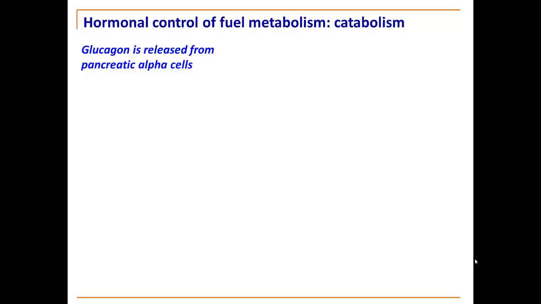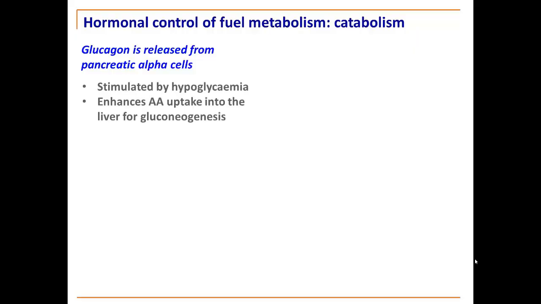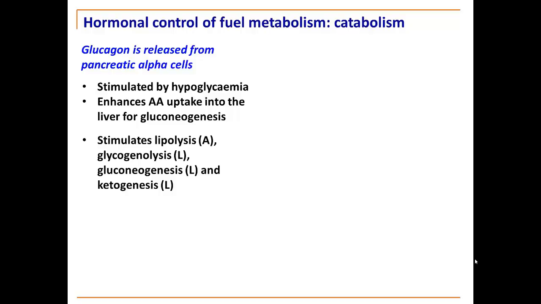So, as I mentioned earlier, glucagon is released from our pancreatic alpha cells. They're in our pancreas, stimulated by low blood sugar levels. Hypo is low, hyper is high, hypoglycemia, emia in the blood, so low blood sugar levels. It enhances amino acid uptake into the liver for gluconeogenesis. It stimulates lipolysis in adipose tissue, glycogenolysis in the liver, gluconeogenesis in the liver, and ketogenesis in the liver. So it's doing a lot of things in the liver, all of which serve to increase blood sugar, blood ketones, blood fatty acids, all of which can be used as energy sources.